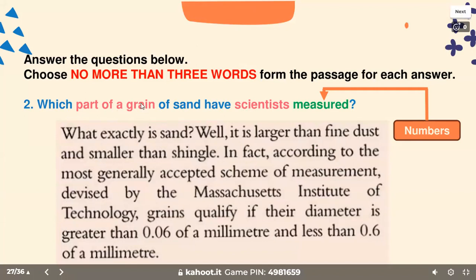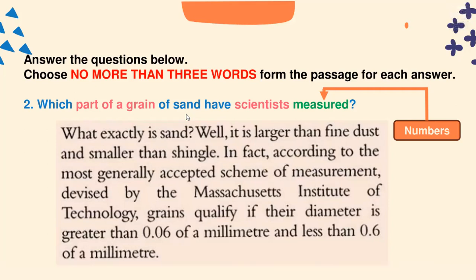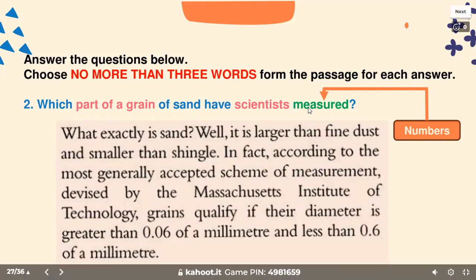Now, here, which part of a grain of sand have scientists measured? Now, which keyword do you think is the most important? Is it part of the grain or scientists or measured? Now, which one is the most important and why? Measured. Why? Data. Shows for us the data. Yeah, okay. Well, actually, the word measured is the most important word. I will tell you why, guys.